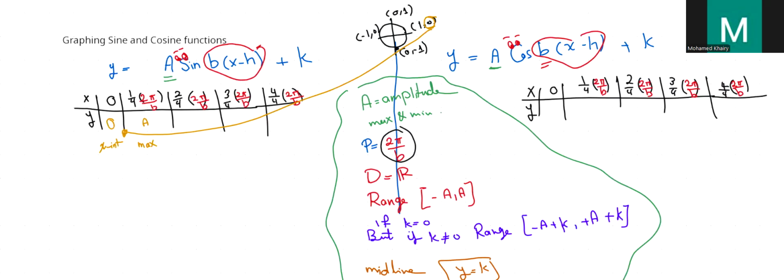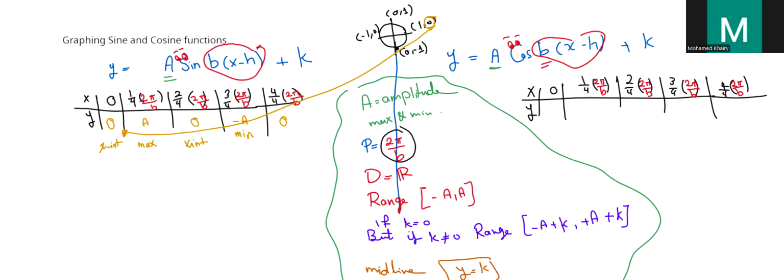After this, I have 0 again, which is an x-intercept, right? After this, I have negative a, which is the minimum. Then I have 0 again, as you can see.